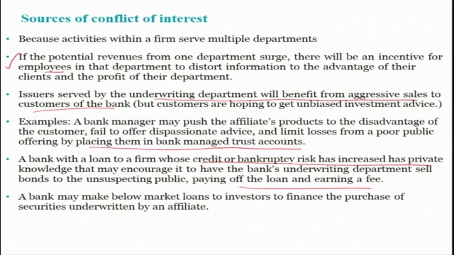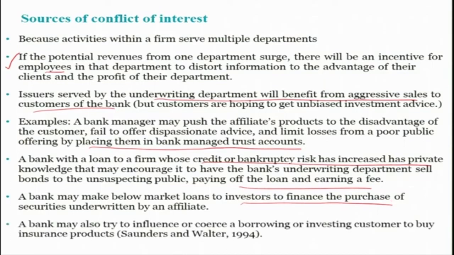You can also see that a bank may make below-market loans to investors to finance the purchase of securities underwritten by an affiliate. A bank may also try to influence or coerce borrowing or investing customers to buy insurance products as well.